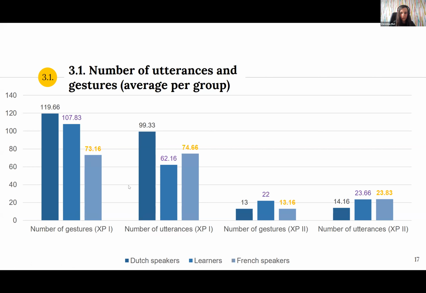So sorry. No problem. So the numbers you see here are the average utterances and gestures per person in each group. And so in the second experiment, we see that there are fewer utterances and gestures, and learners produced as many utterances as in French, but more gestures than in French, and the Dutch native speakers fewer utterances and gestures.